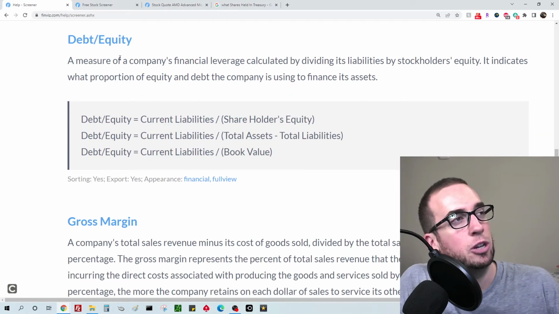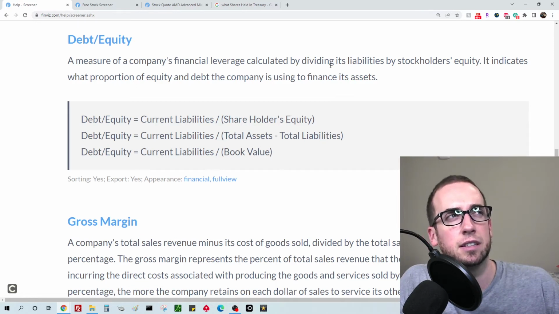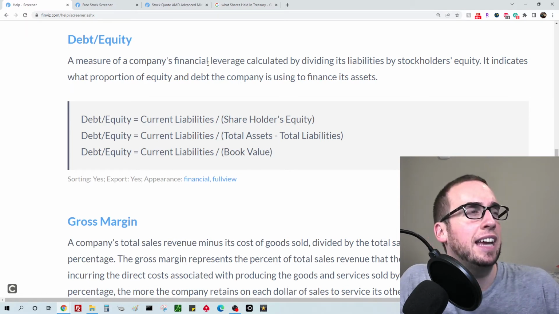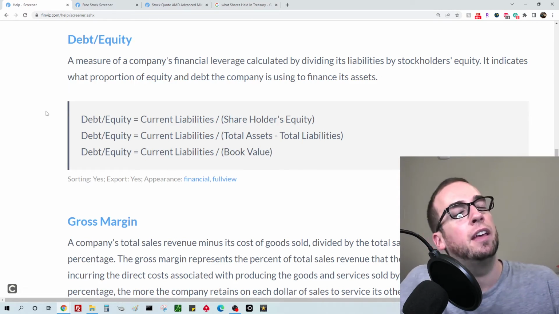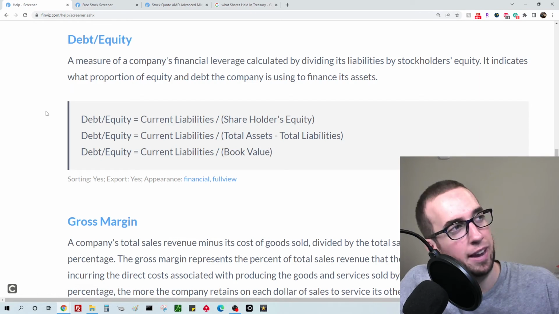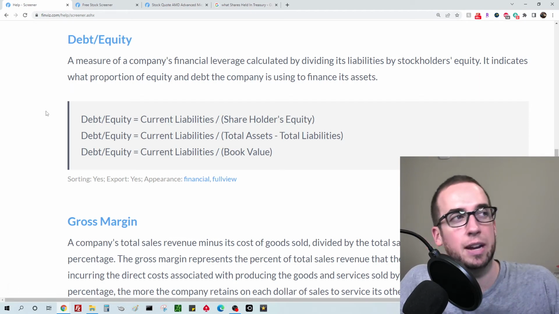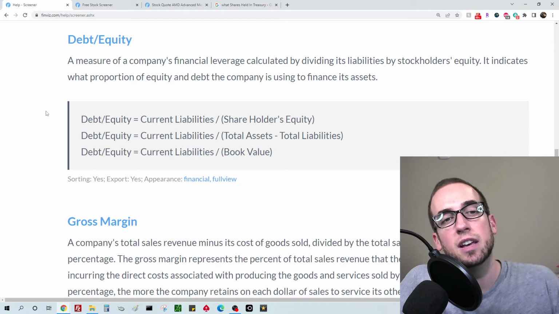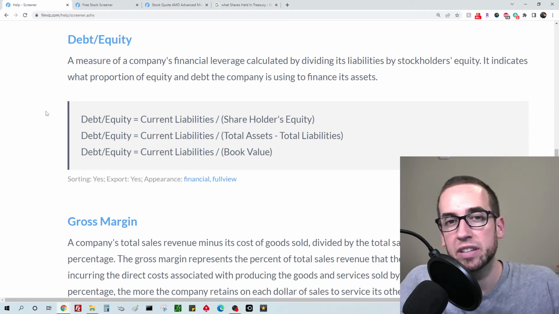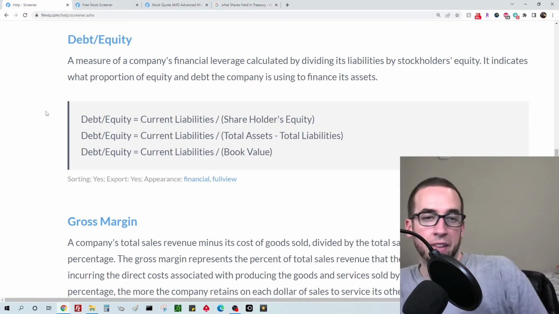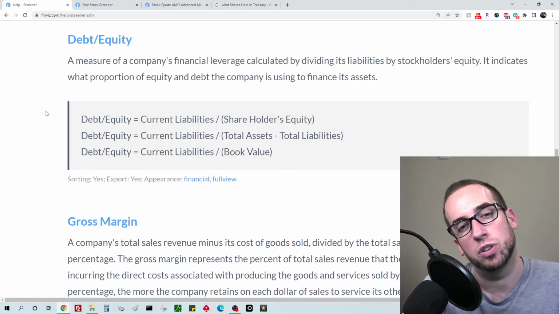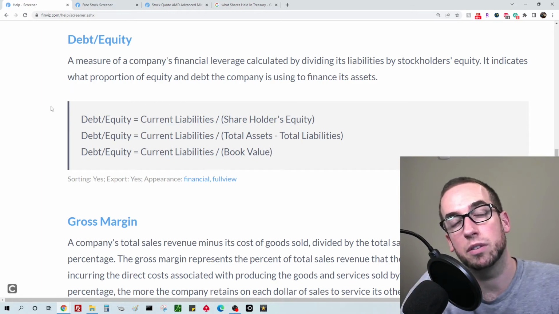Debt to equity is a measure of a company's financial leverage calculated by dividing its liabilities by stockholders' equity. It indicates what proportion of equity and debt the company is using to finance its assets. In a box on Finviz Help, they have debt to equity equals current liabilities divided by shareholder equity. They have current liabilities divided by (total assets minus total liabilities). And lastly, current liabilities divided by book value.